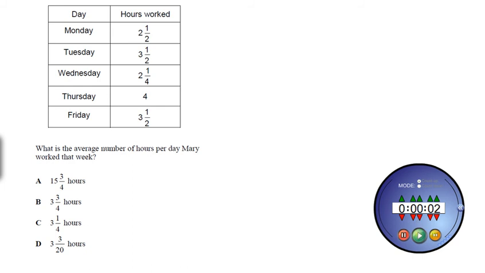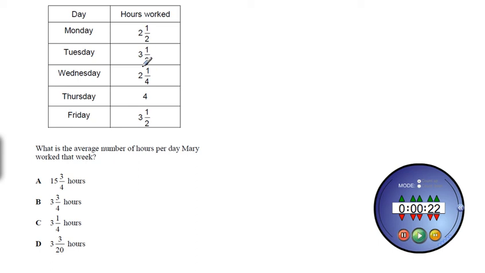Alright, I said we're going to go over the test questions, so that's what we're going to do. So number one, average number of hours Mary works a day. To find average number, we need to add all the numbers together and then divide by how many numbers there are. So we'll start with the adding.